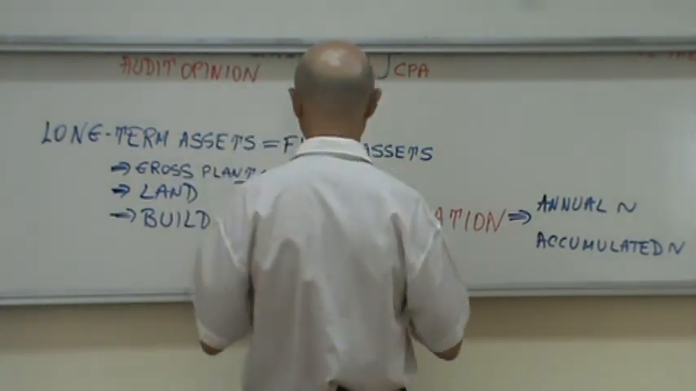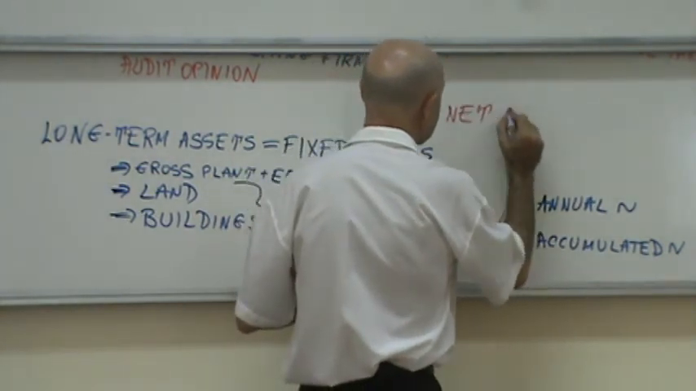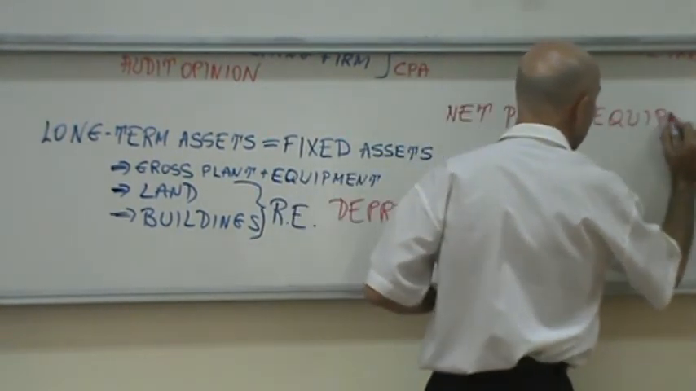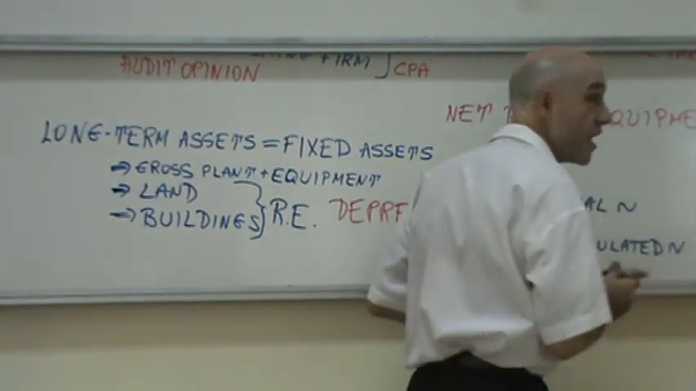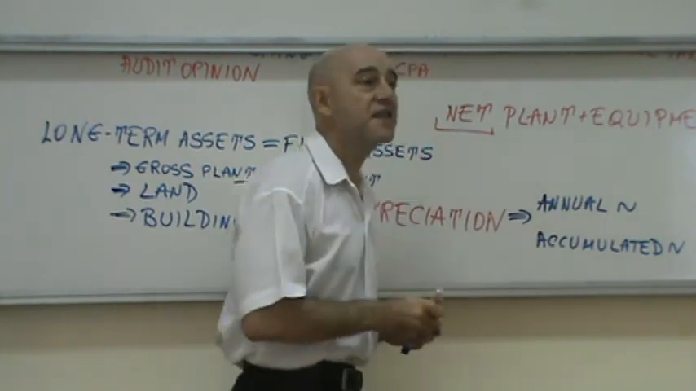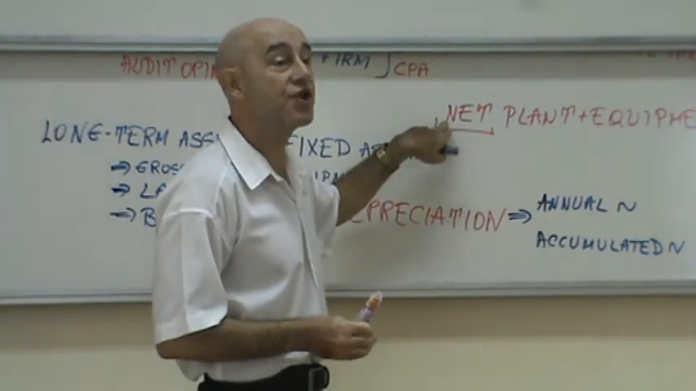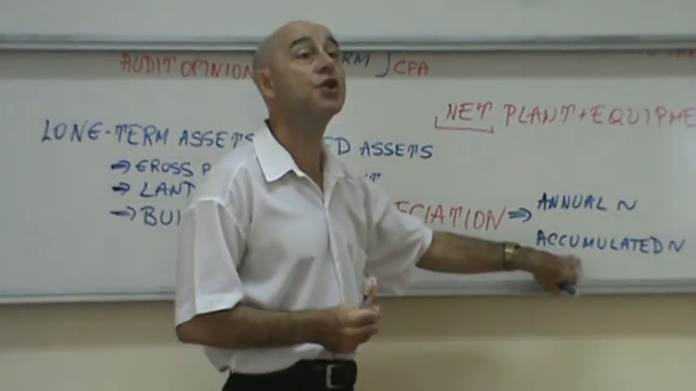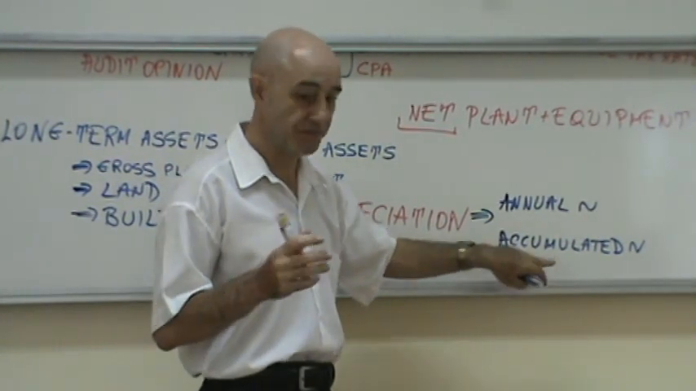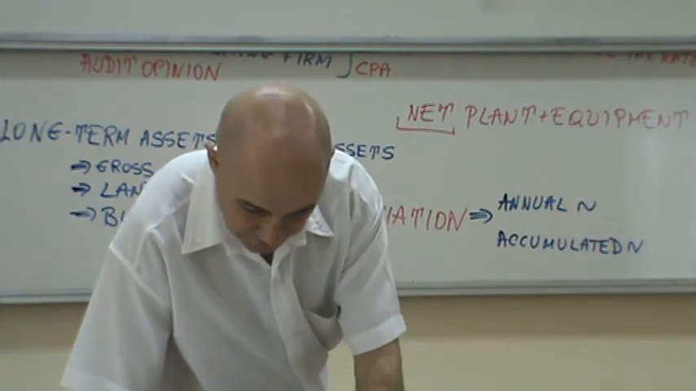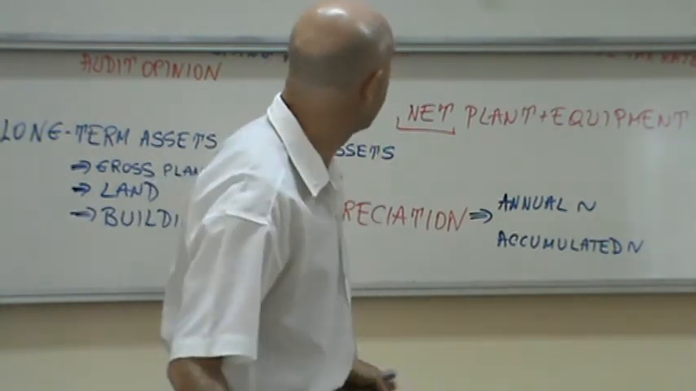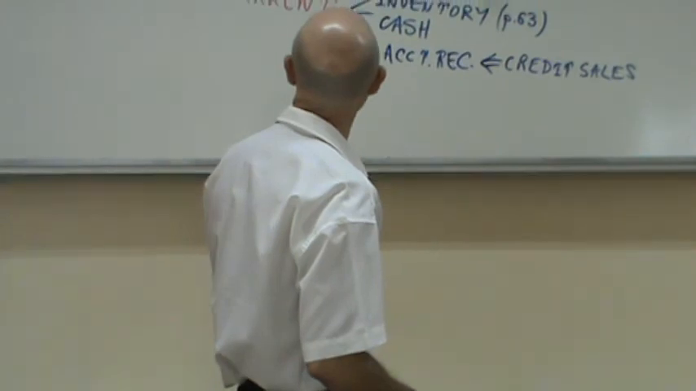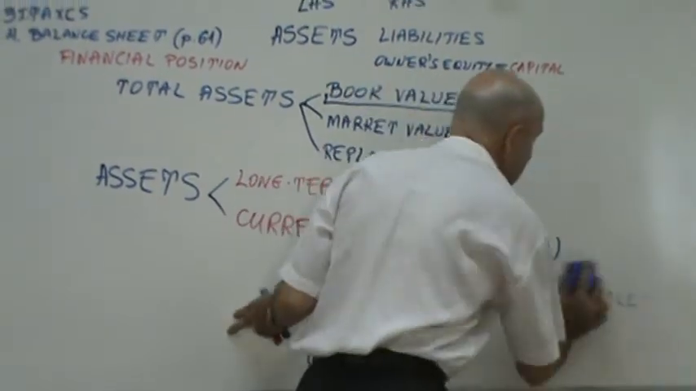Net plant and equipment. Net means less depreciation. So this is gross plant and equipment minus accumulated depreciation. Let's see what else we got. Alright, next one, let me see where I have some more. Okay, I can go back in here and do some liabilities.